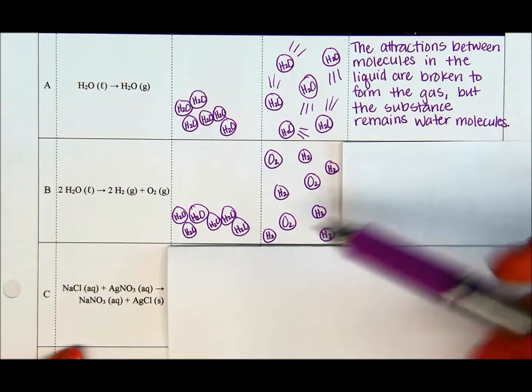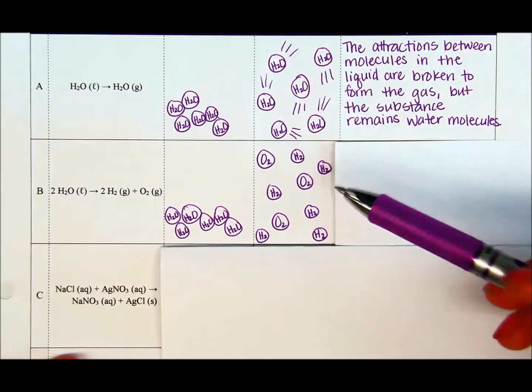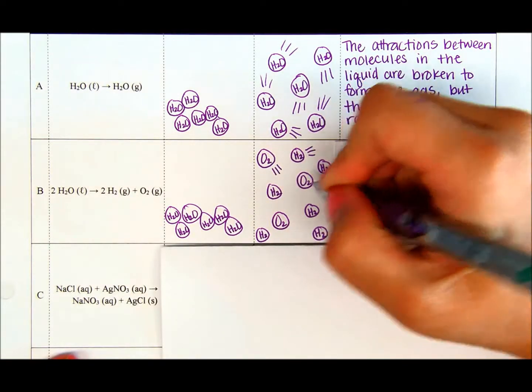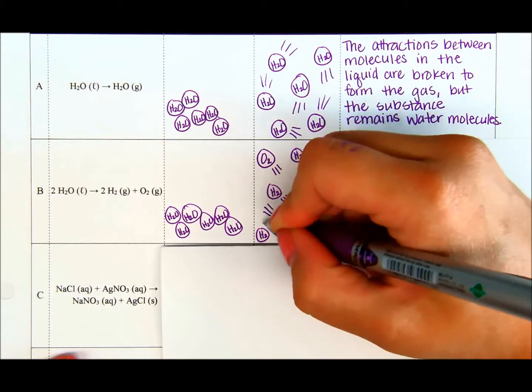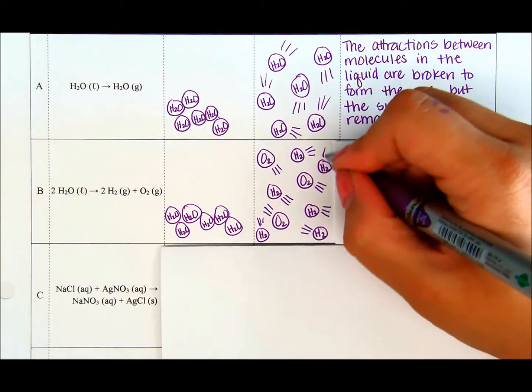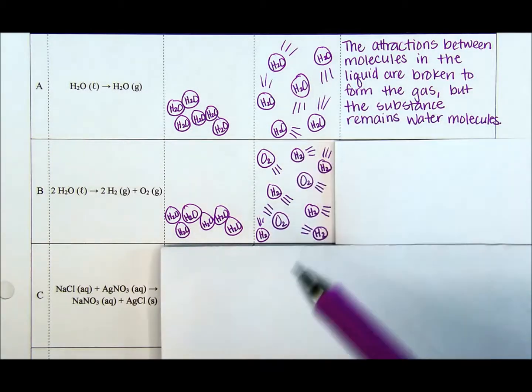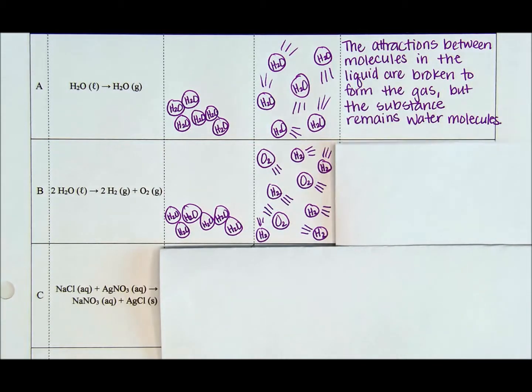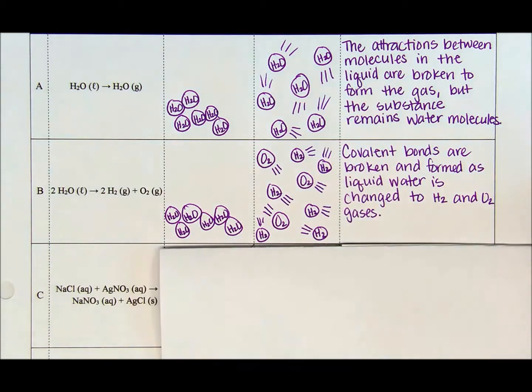So we started with our H2O liquid, looks the same as before. But in this case, what we end up with are gas particles, and again, you can draw these tails if you like. We have these gas particles, and we have H's and O's separate now. So now we don't just have intermolecular forces breaking, we have covalent bonds breaking apart. For our explanation, we can say covalent bonds are broken and formed as liquid water is changed to H2 and O2 gases. It's important to say that those are covalent bonds because those are two nonmetals there and they're not ionic.